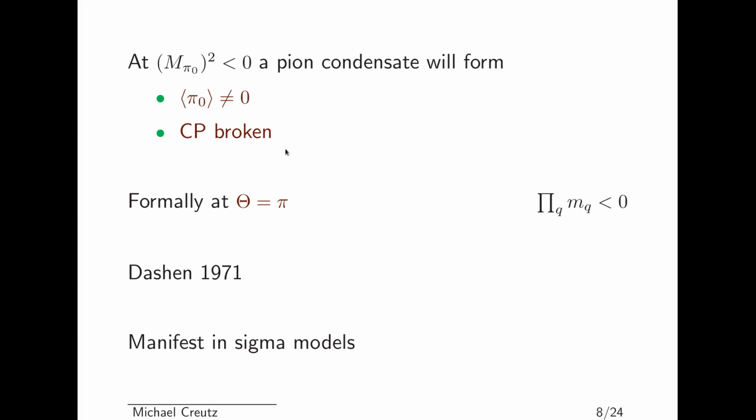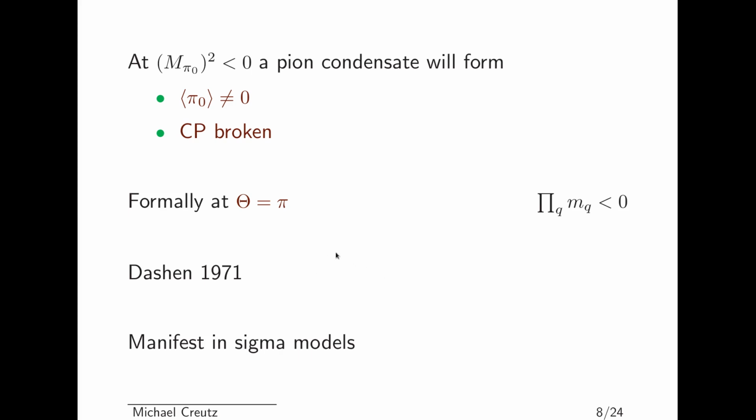Now formally this is occurring at theta equals pi because the product of the quark masses is negative. I've got the up quark being negative and the down quark being positive. And this was conjectured by Dashen way back in 1971, just using chiral algebras and things. He did not know about quarks at the time. They weren't really popular. Now this phenomenon actually occurs, and it's very easy to show it occurs, in sigma type models.